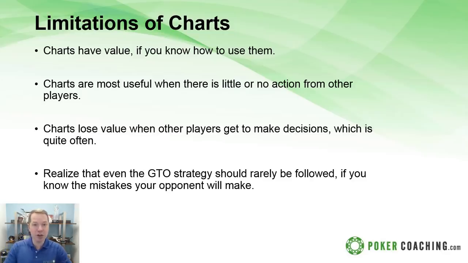Also, most charts are designed to give you the game theory optimal strategy. And you have to realize that the game theory optimal strategy often should not be followed if you know what your opponents will do incorrectly. For example, if you're playing at a table where everyone folds to you in the cutoff and you can just tell the players to your left are all folding, they can't help themselves, their cards are almost in the muck, you should open any two cards, right?